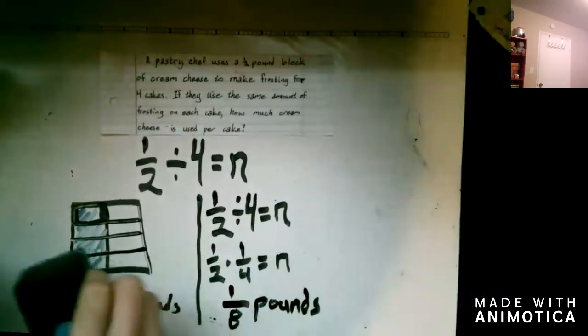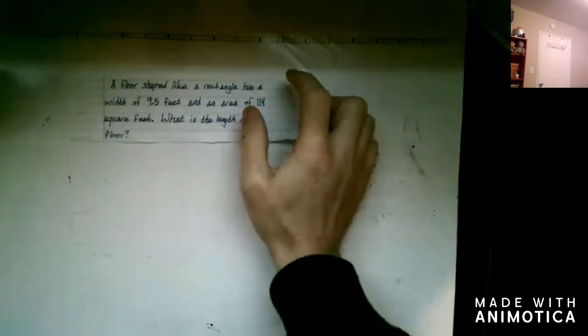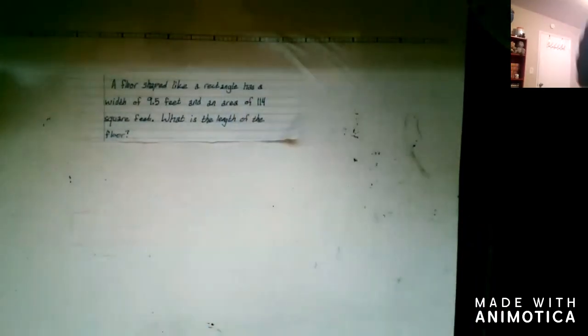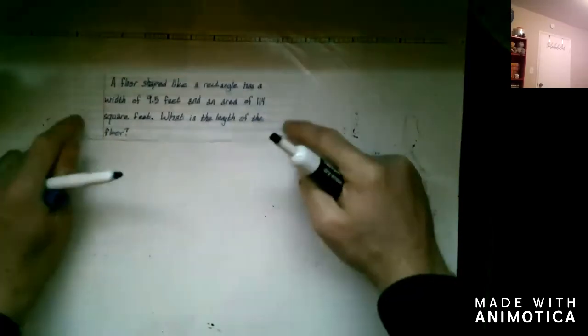We got one more we're going to use. And this is going to be the trickiest because it uses the most recent 5th grade math. A floor shaped like a rectangle has a width of 9 5/10 feet and an area of 114 square feet. What is the length of the floor? Well, there's a few things we need to remember. One is how we find area.